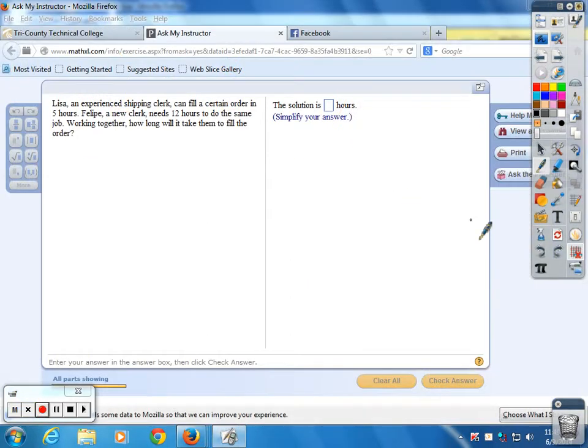All right, go back to the problem. Lisa and an experienced clerk, blah, blah, blah. How long will it take them both to do the same job? Well, the job is equal to 1. So 1/5 T plus 1/12 T is equal to 1. They're both working on the same single job, so 1. So now all you got to do is clear the fraction and solve.